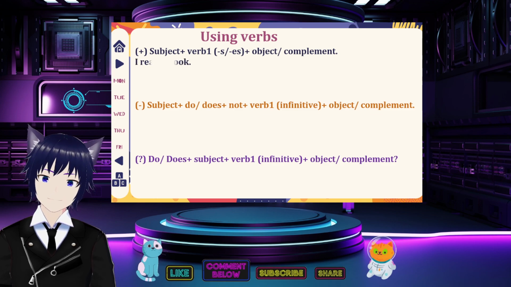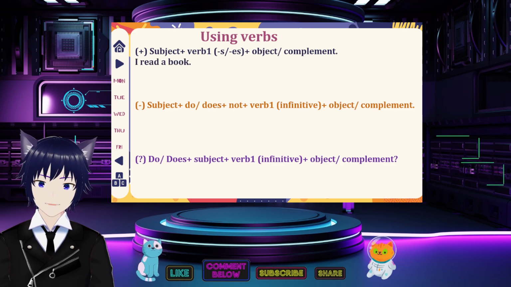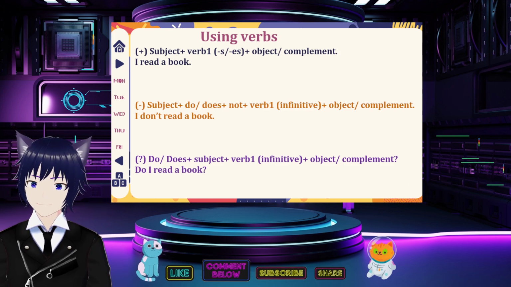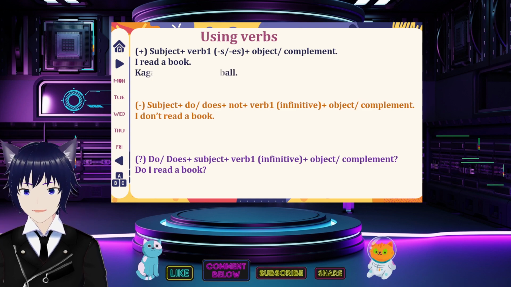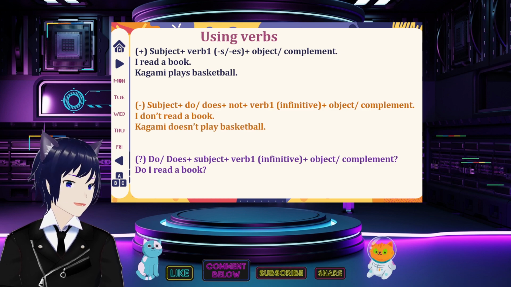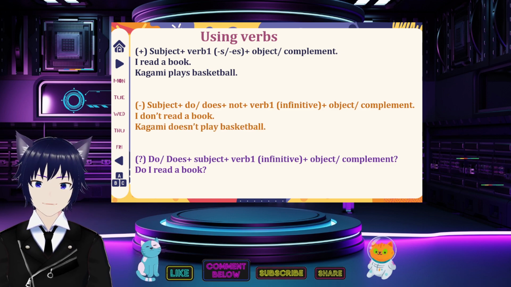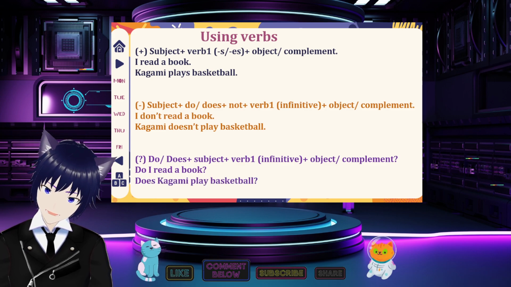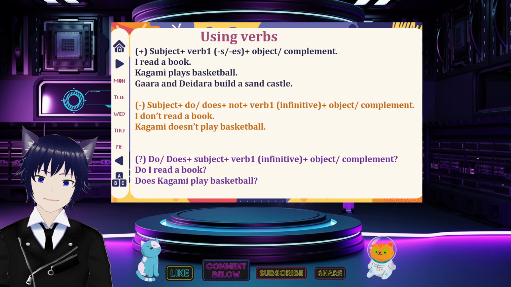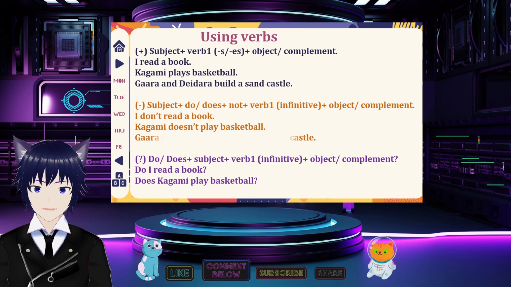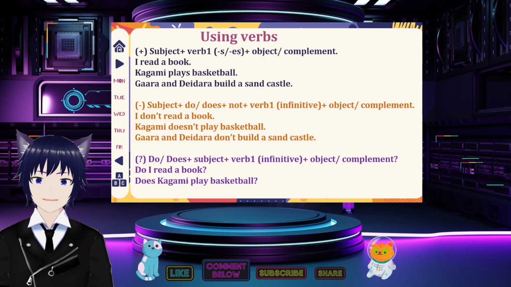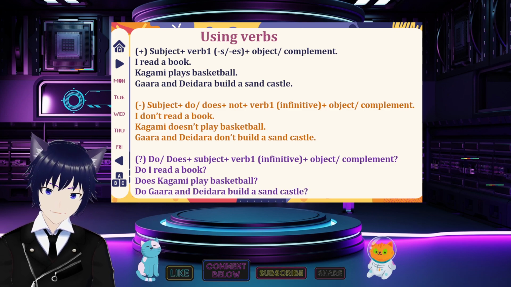The first one, I read a book. The negative one is, I don't read a book. And for the question, do I read a book? For the positive one, Kagami plays basketball. For the negative one, Kagami doesn't play basketball. And for the question, we have, does Kagami play basketball? For the positive one, we have Gaara and Deidara built a sandcastle. For the negative one, Gaara and Deidara don't build a sandcastle. And for the question, do Gaara and Deidara build a sandcastle?